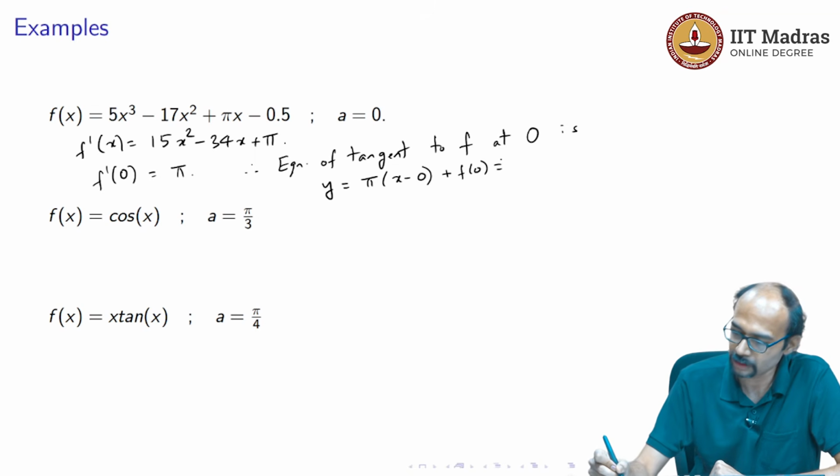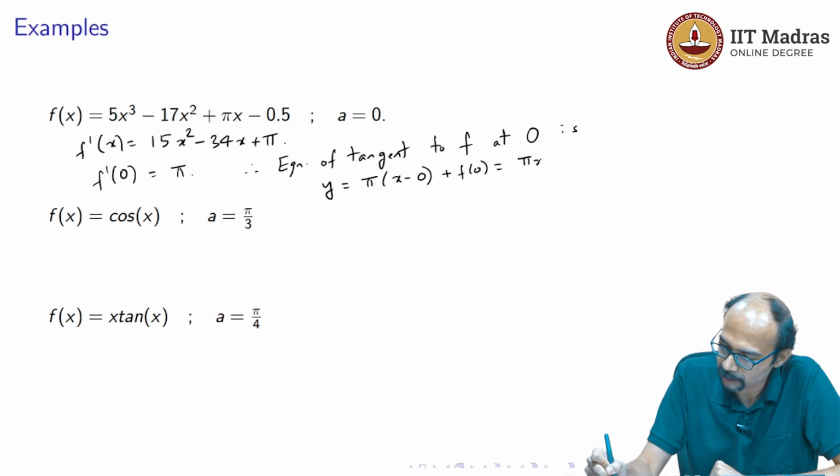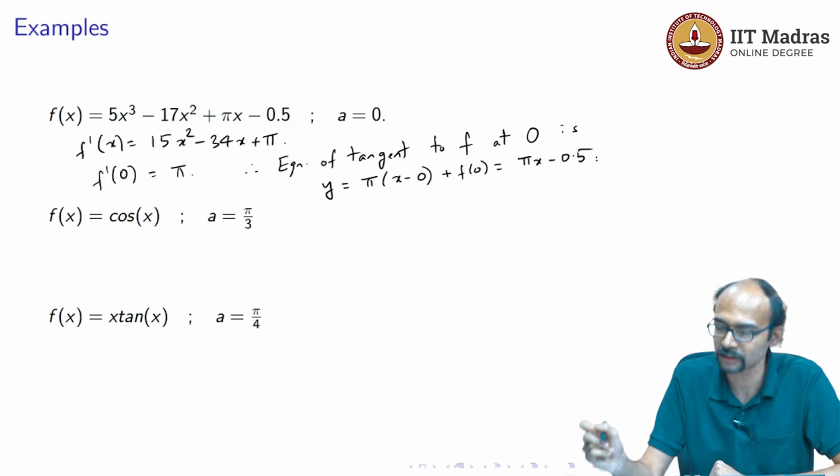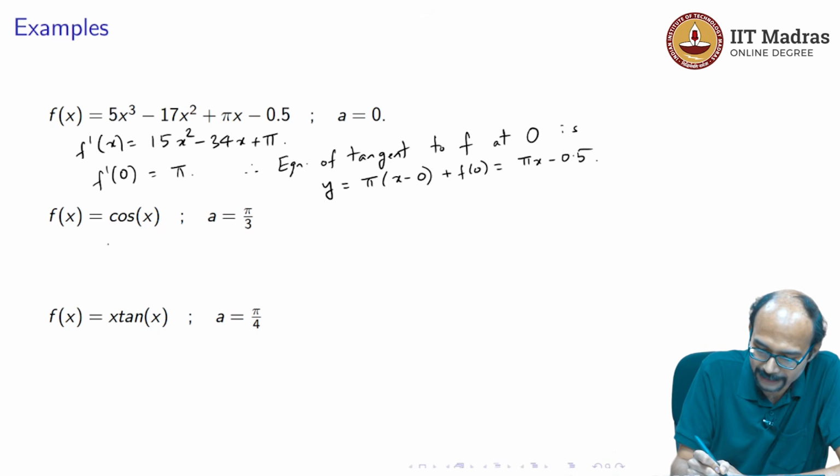Okay. And what is f of 0? f of 0 is minus 0.5. So, this is pi times x minus 0.5. This is the equation of the tangent line to f at 0. Okay. Let us do this second example.